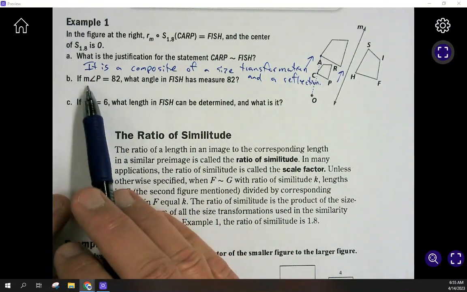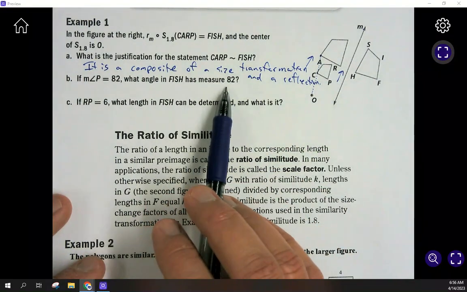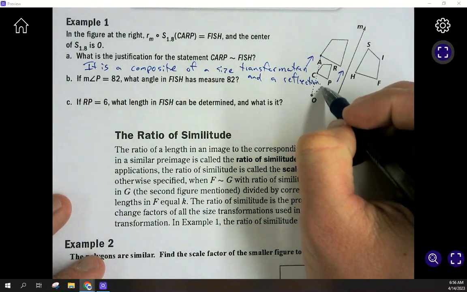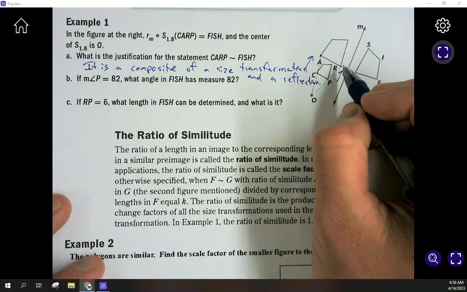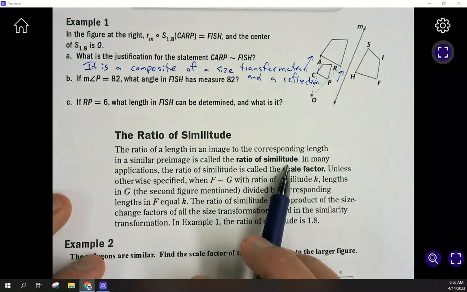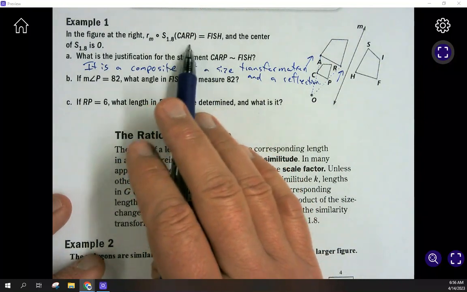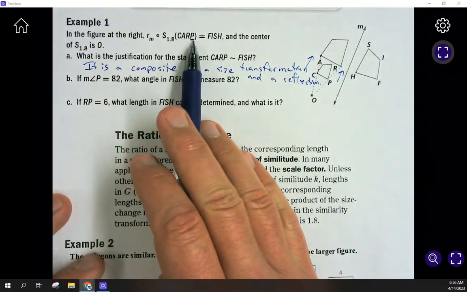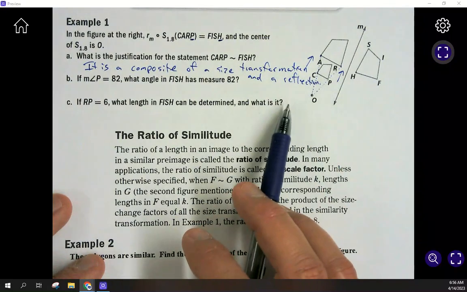All right, letter B. If angle P is 82, so this one right here, which angle in FISH also has to have a measure of 82? So you could try and follow it along, right? P, if we underwent that size change, became R, and then if I reflected R over M, it ended up here, so it would be H. But very often the pictures can be a little too complicated to follow, and so you always want to just go back to your notation here and just match up the angle. P was in the last spot of CARP, and so it's going to match angle H in the final transformation here.